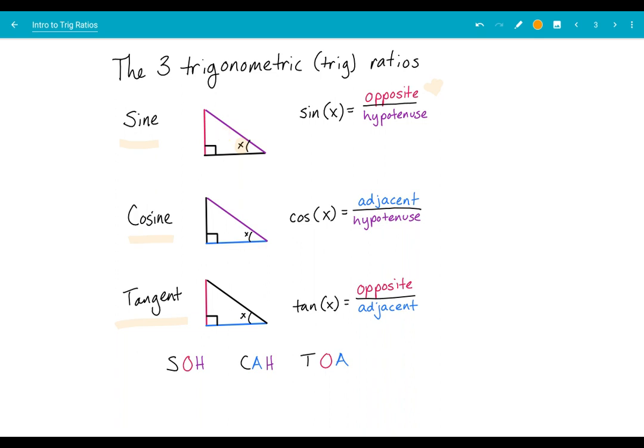Cosine is very similar. It's just using the adjacent over the hypotenuse. And then tangent uses just our legs of the triangle, but make sure they're in this order: opposite over adjacent.